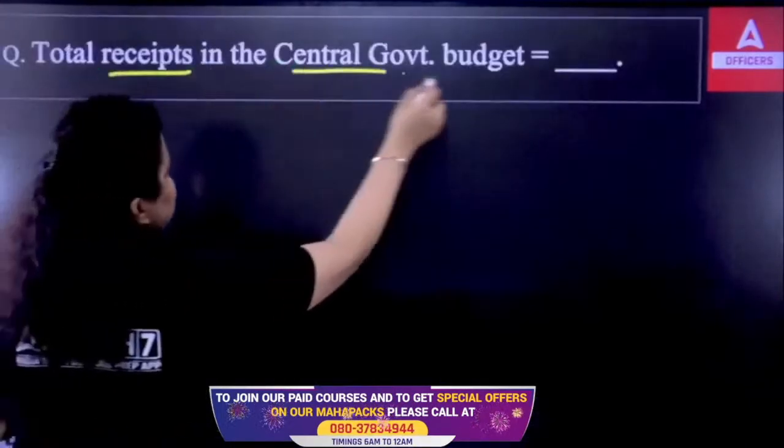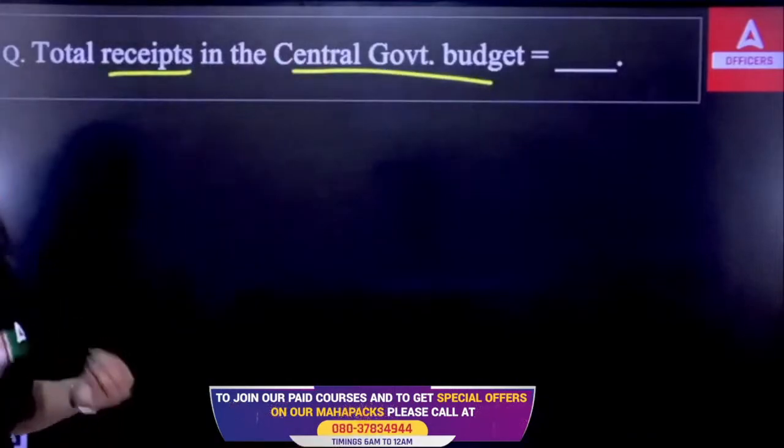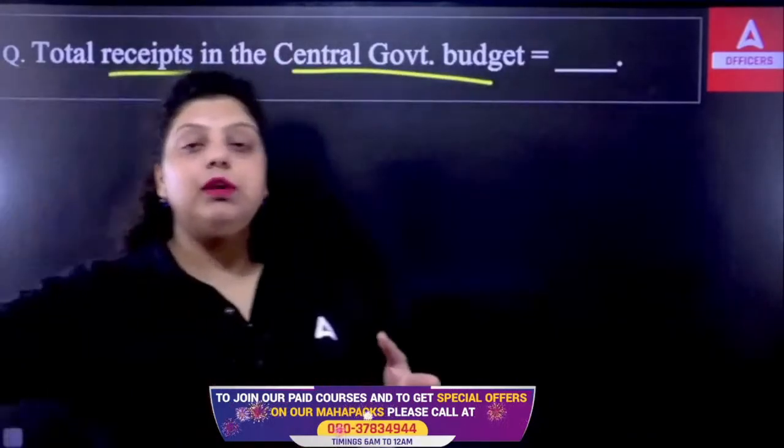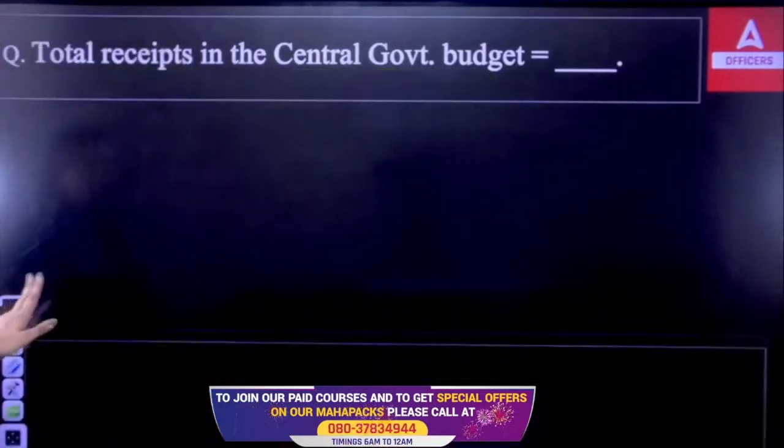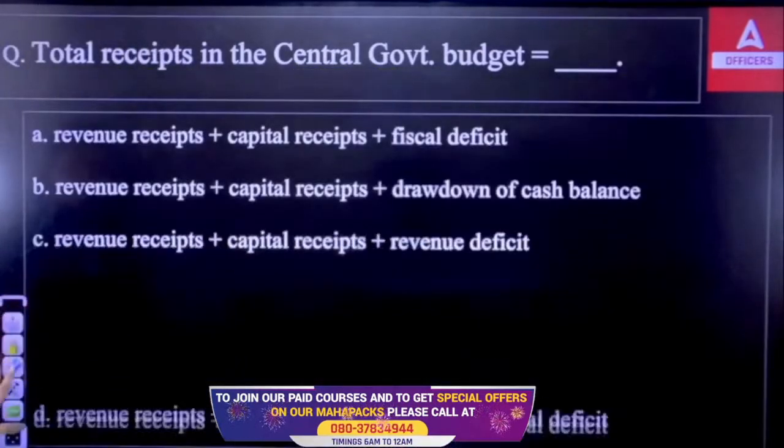Total receipts in the central government budget. Receipts means the income of the government. So from where the government of India is earning income, that you have to tell here. The total receipts of the central government. So we have these four options.